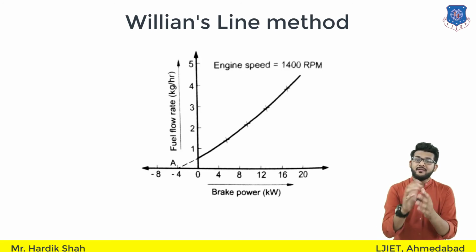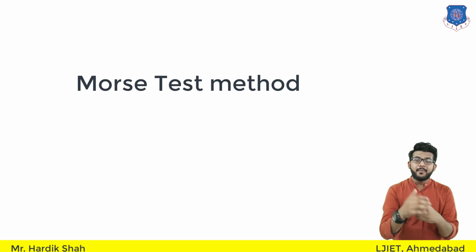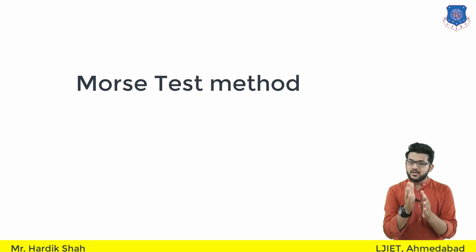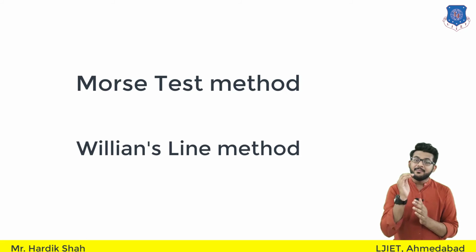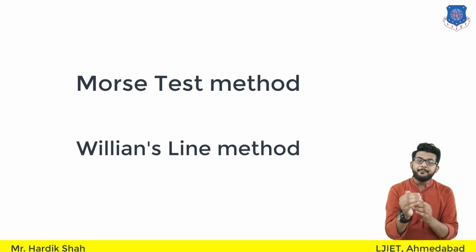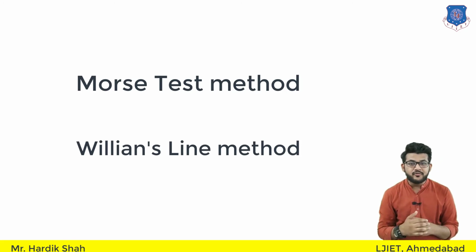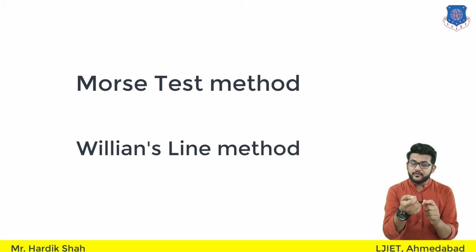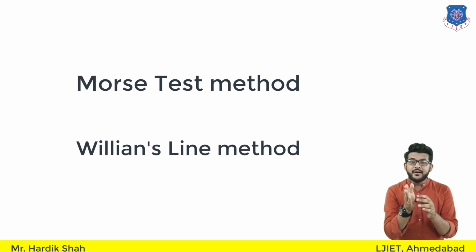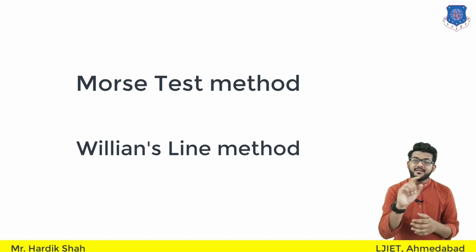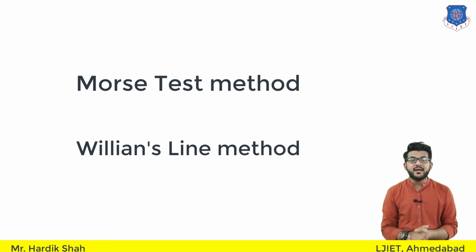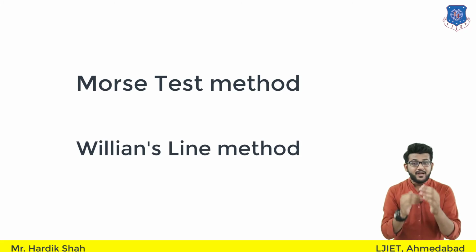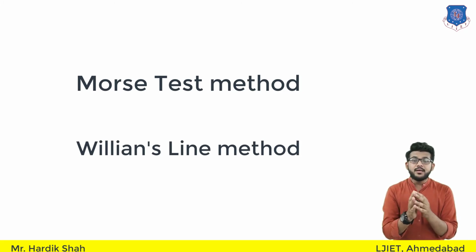So we have studied two methods today. I am repeating both of them one by one. The first one was the Morse test and the second one was the Williams line method. In the Morse test we are finding the IP of each cylinder by cutting off each cylinder one by one. Cut off means we are switching off a single cylinder while continuing all the cylinders at the same speed. This is done by connecting the dynamometer and we find the IP. So we cut off all the cylinders one by one, and thereafter we can get the power of each cylinder and find what the problem is in any cylinder.